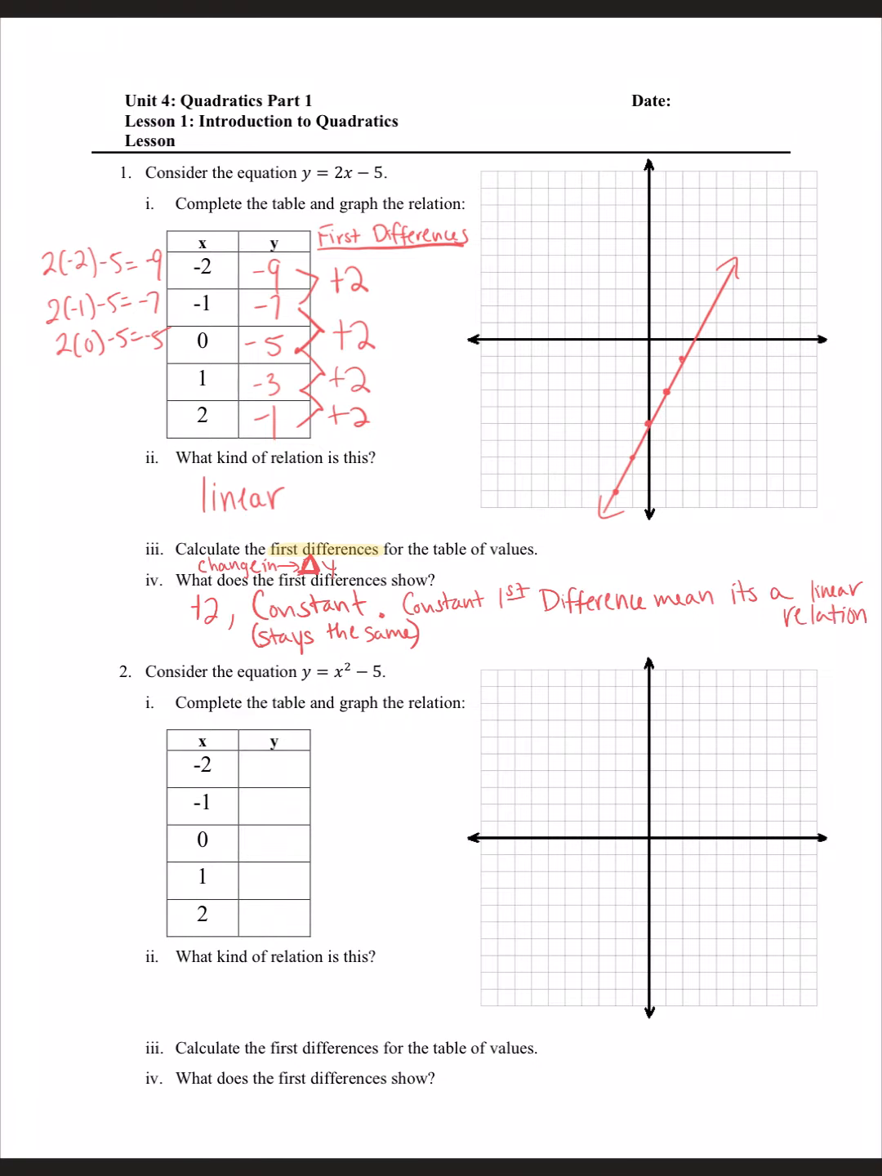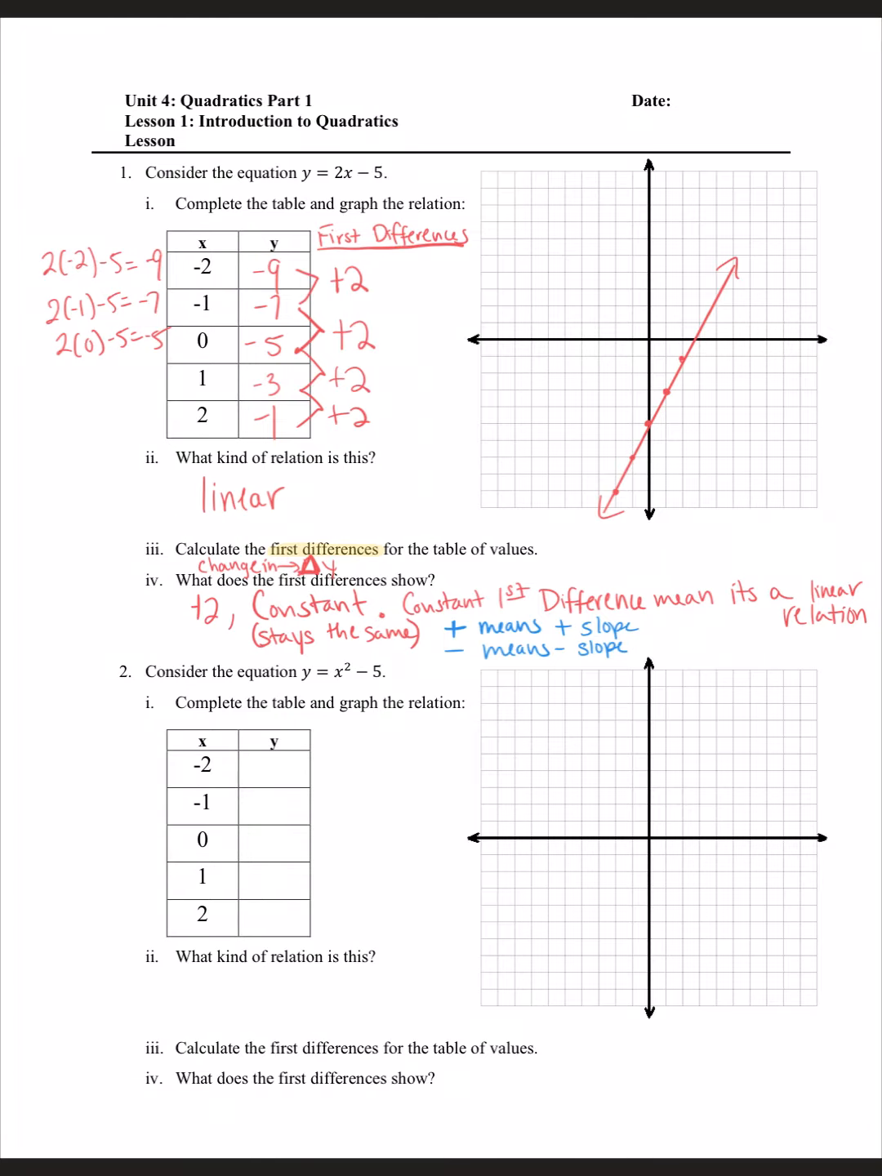We notice that our first difference in this case is positive. If it's positive, that means it's going to have a positive slope, or it's going to open upward. So positive means positive slope. If it was negative, that means we're going to have a negative slope, or it's going to slope down. So that's what we know about our linear relation: when we have a first difference that is all the same, we're going to end up with a linear relation.